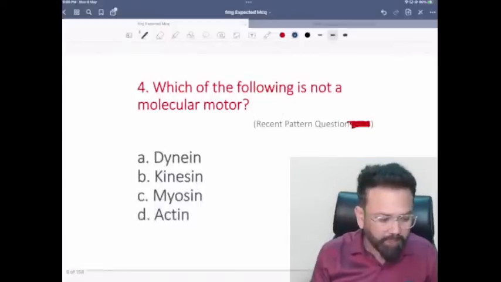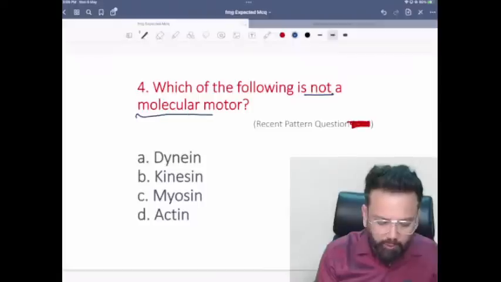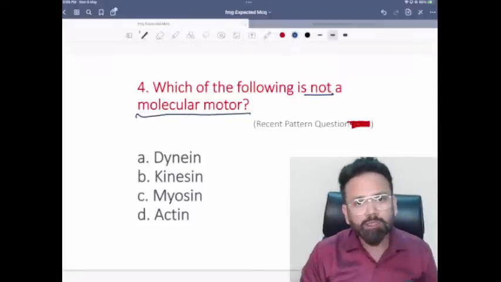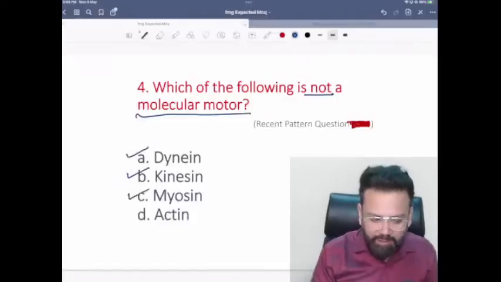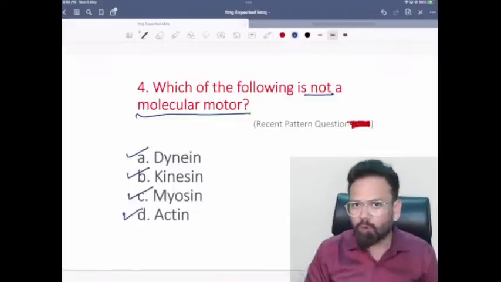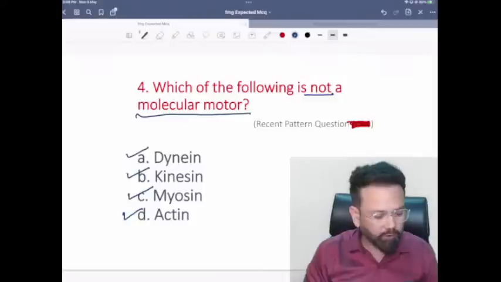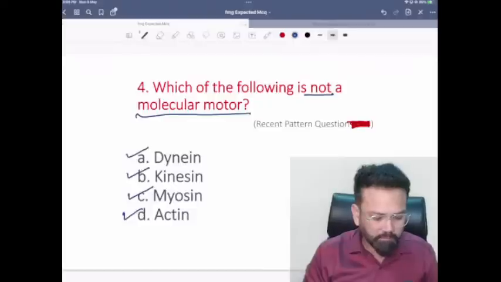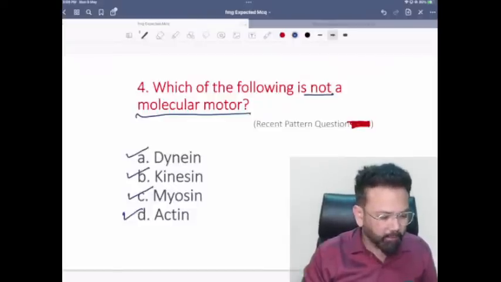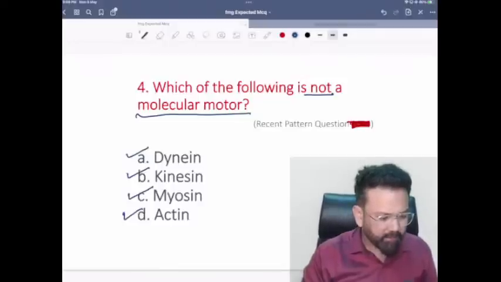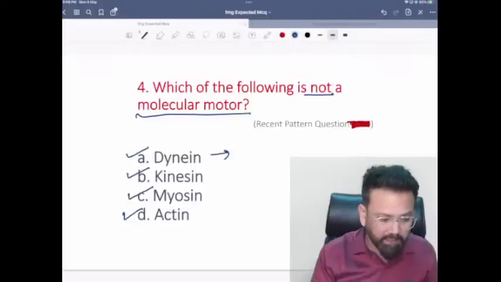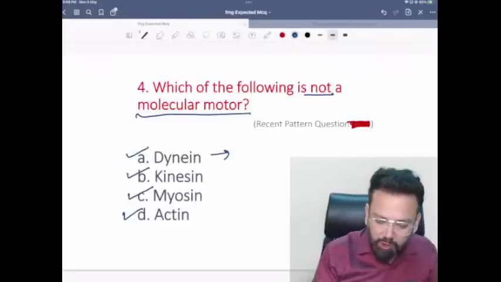Next question. Which of the following is not a molecular motor? Dynein, kinesin, myosin, or actin? See, three are molecular motors. One you have to rule out. Yes, what is your answer, doctor? Dynein, kinesin, myosin, or actin? Which is not a molecular motor? Dynein, A. A is for reverse motility. You know that. The question is which is not a molecular motor?